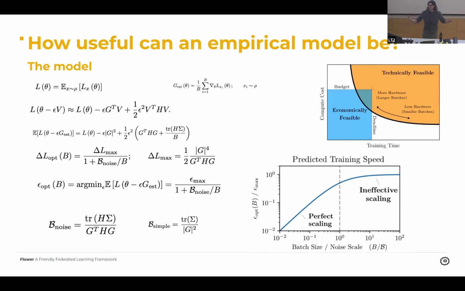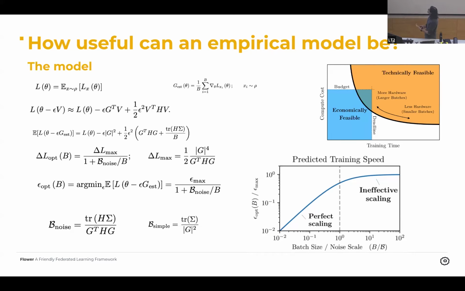So if you imagine being on this iso-loss curve in the loss landscape, what's the maximum step that I can take in order not to go out of this cone, basically.